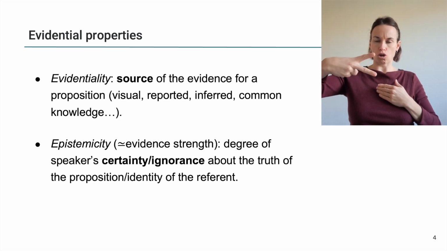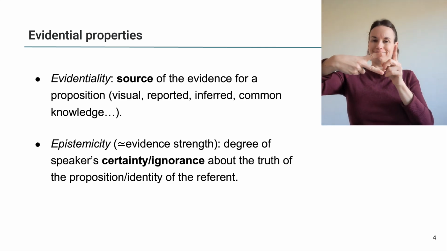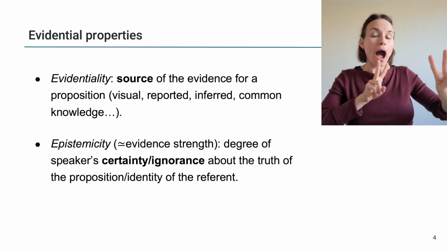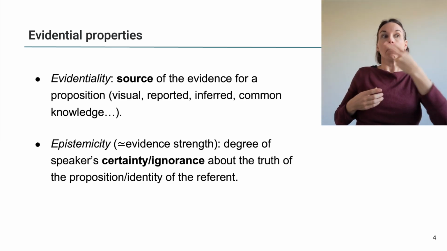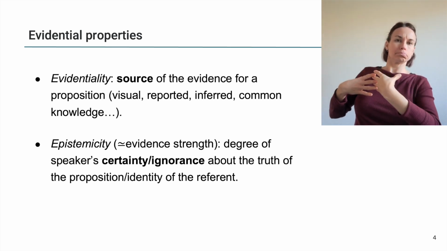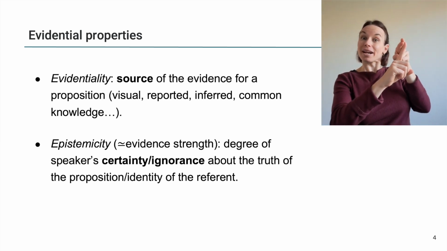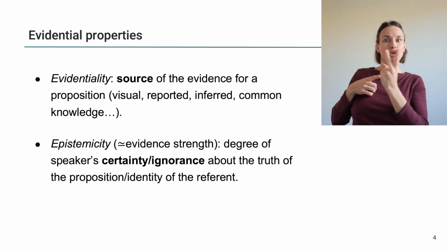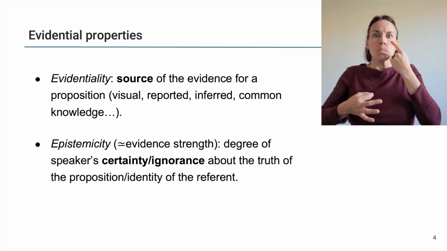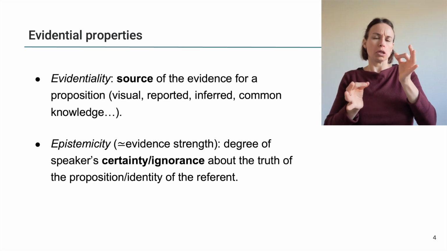And the evidential properties considered in our study are the following. First, we consider evidentiality, which is the source of evidence the speaker has for a proposition, namely whether the source of the information is visual, reported, inferred, etc. And second, we consider epistemicity, which refers to the level of a speaker's certainty or ignorance regarding the truth of the proposition or the identity of the referent.